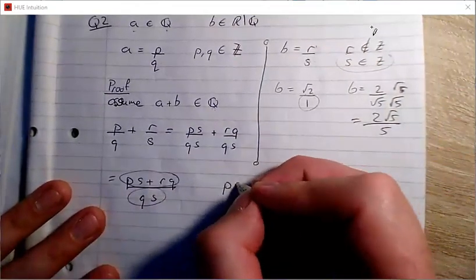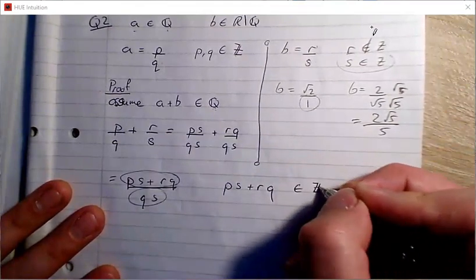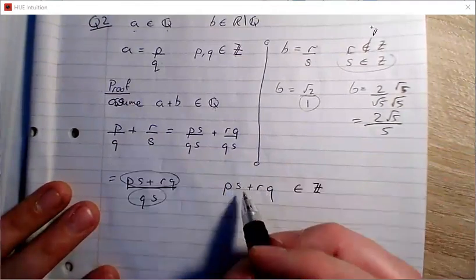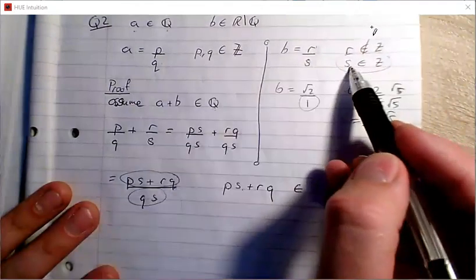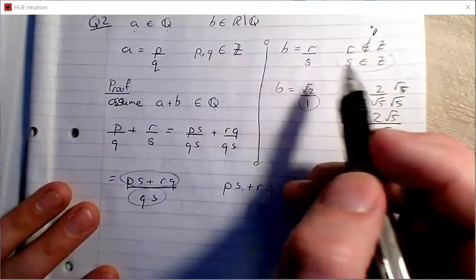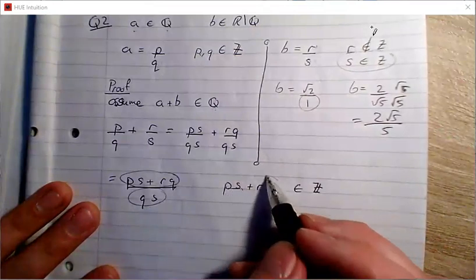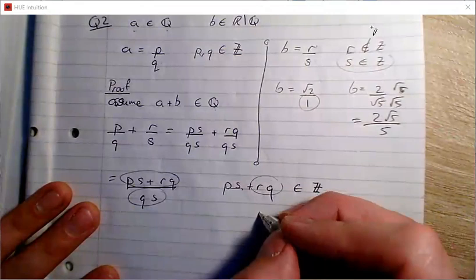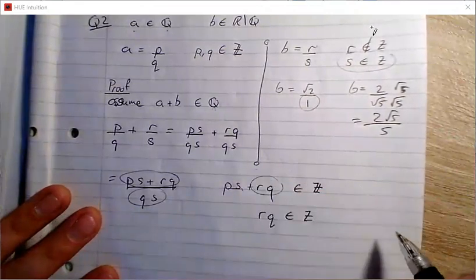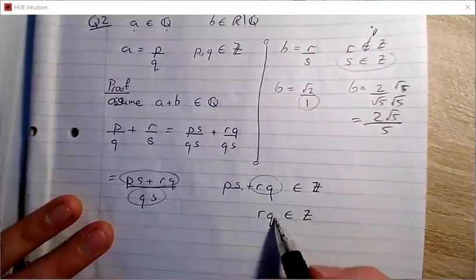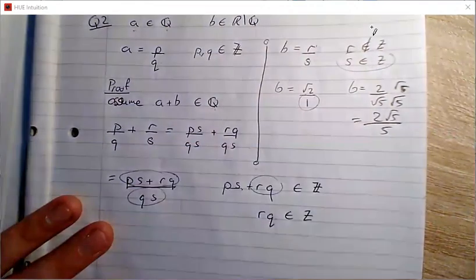So ps plus rq is now an integer by our assumption. Now ps is an integer because that's one integer p multiplied by another integer s. A whole number multiplied by a whole number gives a whole number answer. So that part's an integer. So the bit we're adding on must also be a whole number or an integer in order for the whole thing to be an integer. And now we're saying, well, r multiplied by q is an integer. Q we know is an integer. We were given that at the start.